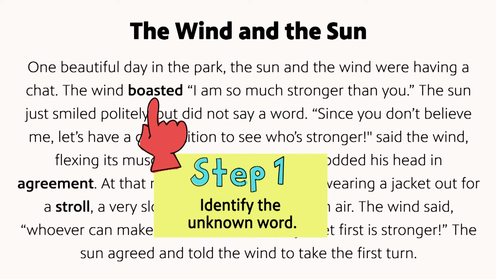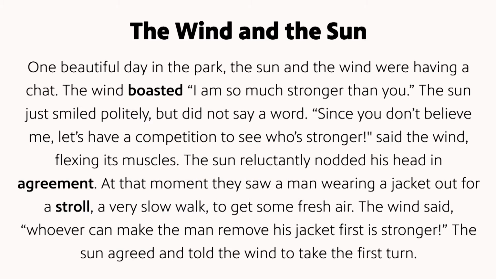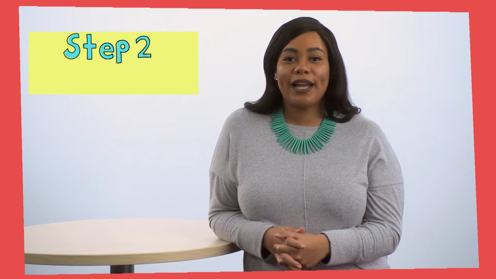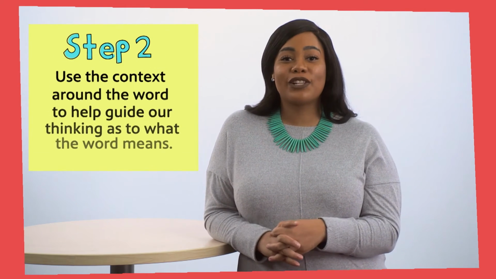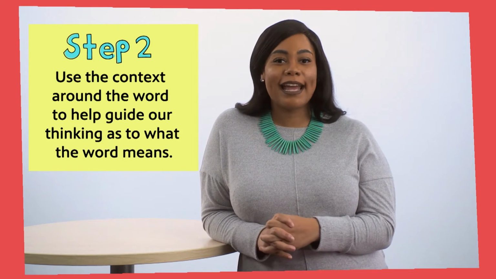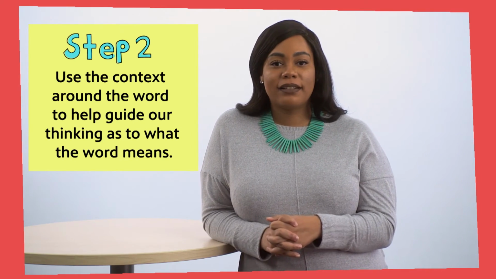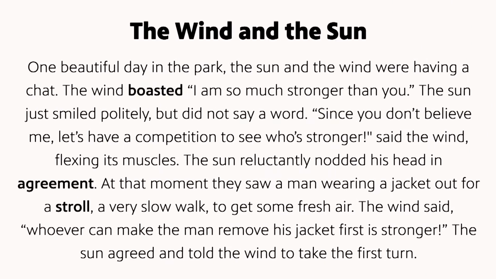What was that? Did you clap twice? That's right, the word boasted is in bold. So let's try to figure out the meaning of this word. That means we are ready for step 2. What do we do after we identify the unknown word? That's right, we use the context around the word to help guide our thinking as to what the word means. In this case, the author is using an example as a context clue to help us understand boasted, since the wind is quoted as boasting, "I am so much stronger than you."